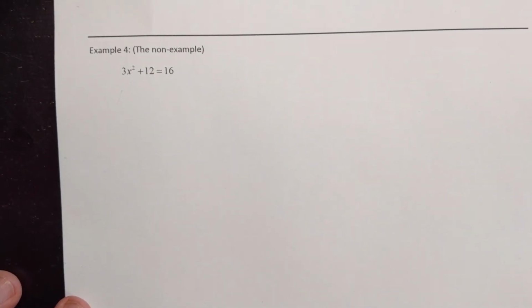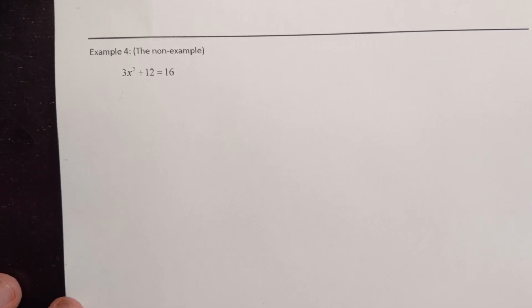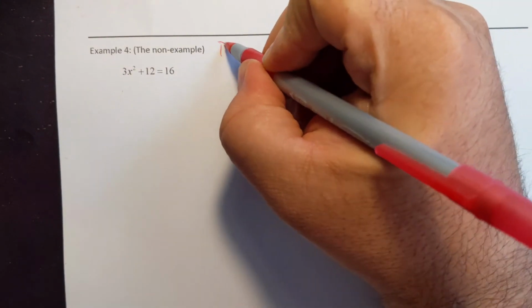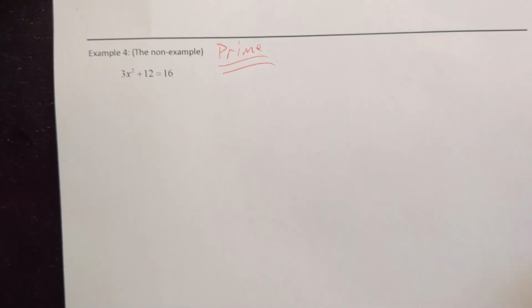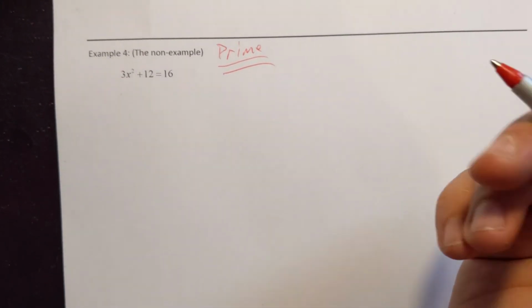Last example, this is a non-example. I want to show you what happens when you're trying to do the work and you find out, I can't do it. So on these, when you find out that it's not factorable, for right now we're just going to say it's prime. So this is an example where our answer is going to be prime. We're not going to be able to find it using this method. But let me show you how you can see that.